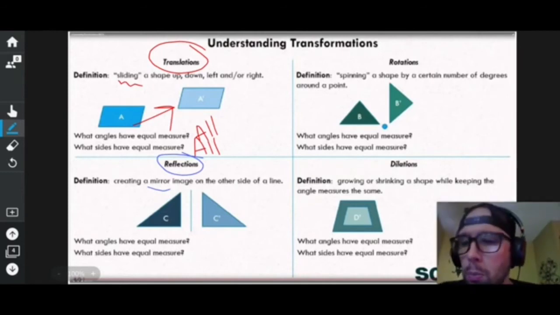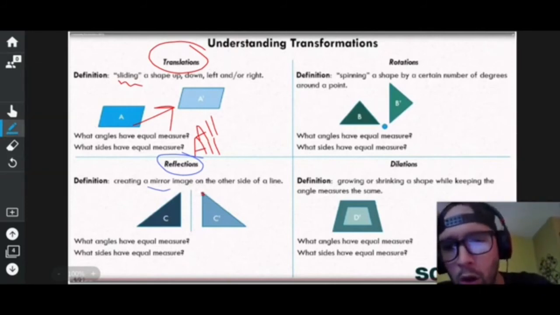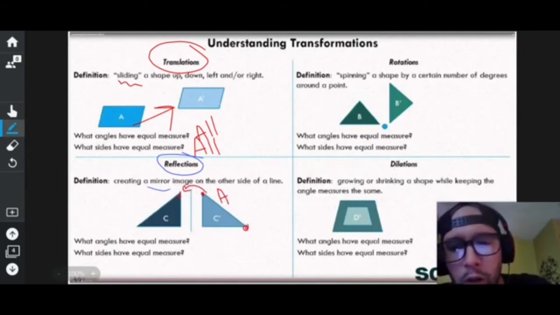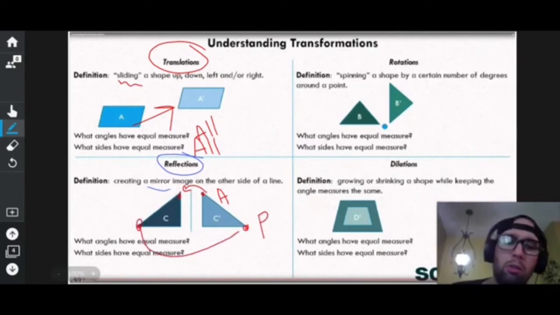Better yet, if I were to label these points here, if I were to call you A, that would match up with that guy over there. If I were to call you P, that would match up with that guy over there because it's a mirror image.